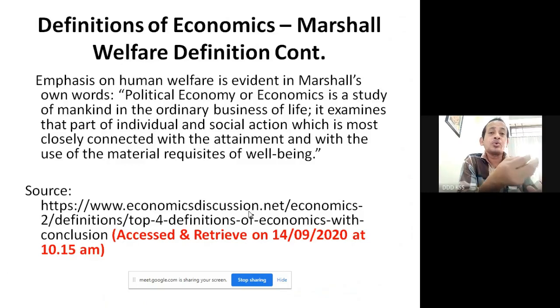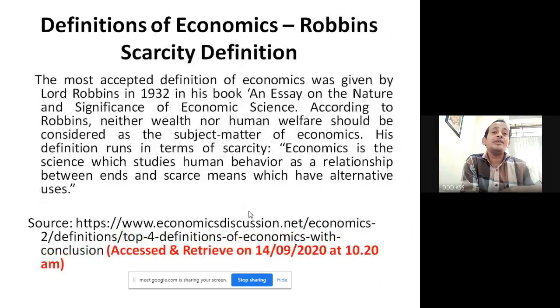So whatever goods are required for consumption purposes, whether that is sufficiently available or not, and if it is available, that may bring welfare to mankind. So Alfred Marshall's definition is related to human welfare. Then the third definition is Robbins' definition. Robbins' definition is also known as the scarcity definition of economics.